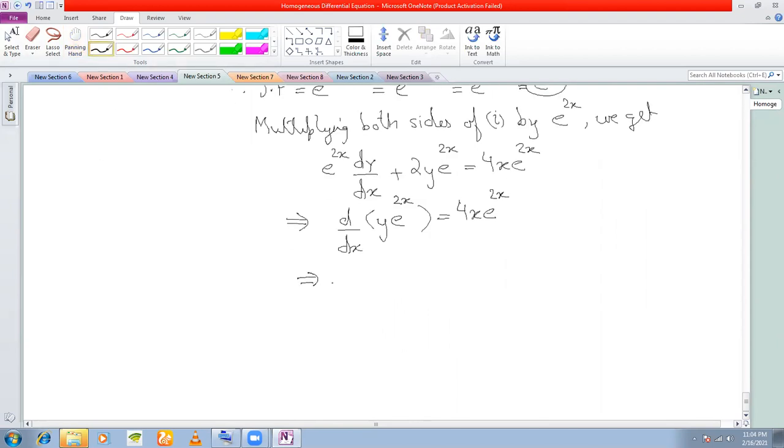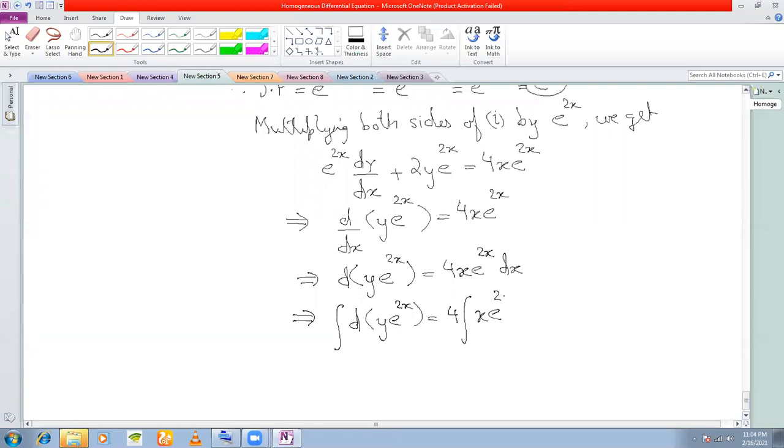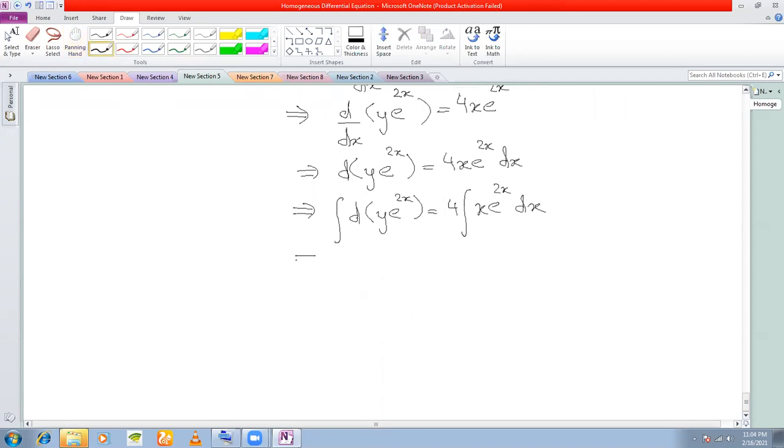That means now we can write this as d of y e to the power of 2x is equal to 4x e to the power of 2x dx, right? Now you integrate both sides. Integral d of y e to the power of 2x is equal to 4 times integral x e to the power of 2x dx. Now what is the integral of d of y into e to the power of 2x? This integration is there and this differential is there, so they will cancel each other. So we simply get y e to the power of 2x here.